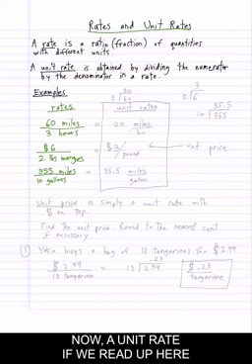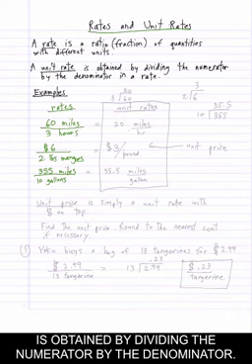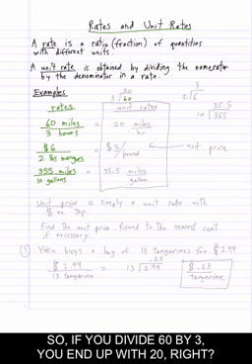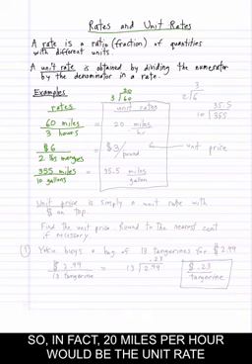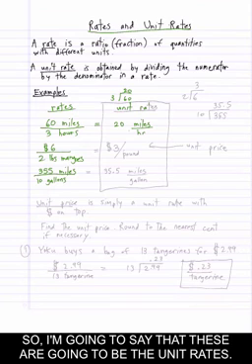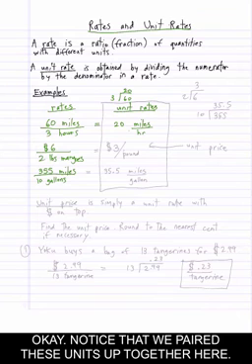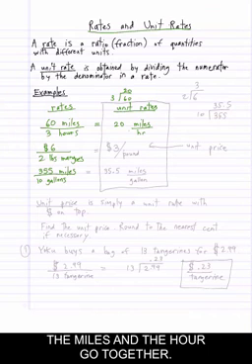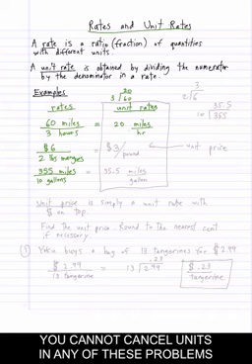Now, a unit rate, if we read up here, is obtained by dividing the numerator by the denominator. So if you divide 60 by 3, you end up with 20, right? So in fact, 20 miles per hour would be the unit rate for this one. So I'm going to say that these are going to be the unit rates. Notice that we pair these units up together here. The miles and the hour go together. You cannot cancel units in any of these problems because they're different.